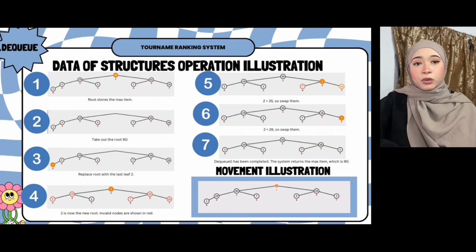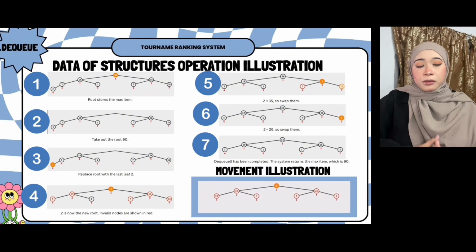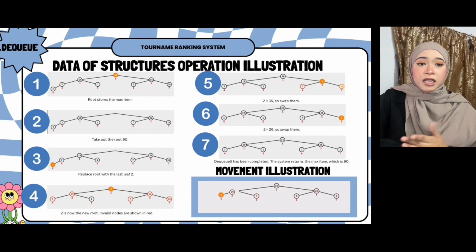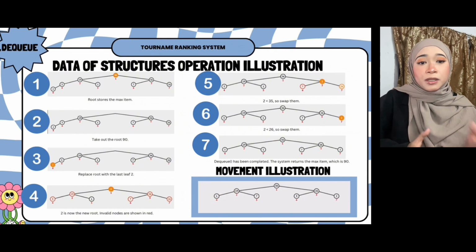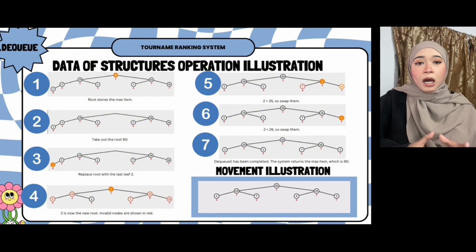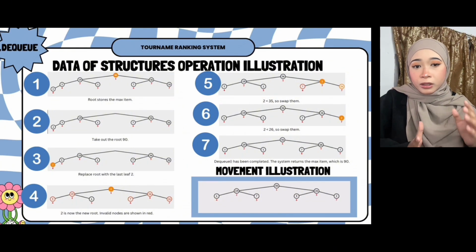Alright, so now we will move on to the DQ operation in our tournament ranking system. This is the process where we remove the maximum item stored in the root and reorganize the structure to maintain its properties. So we see step by step how to observe the movement. I also include the movement illustration below.